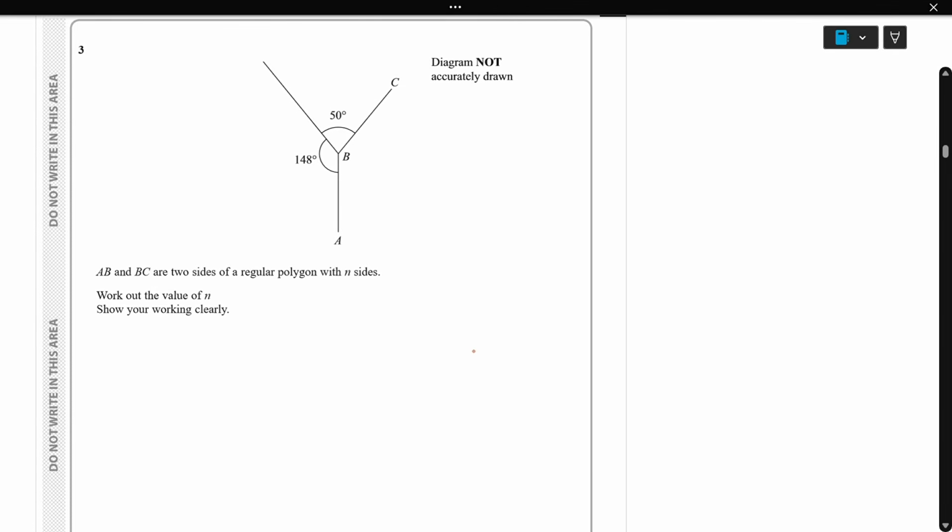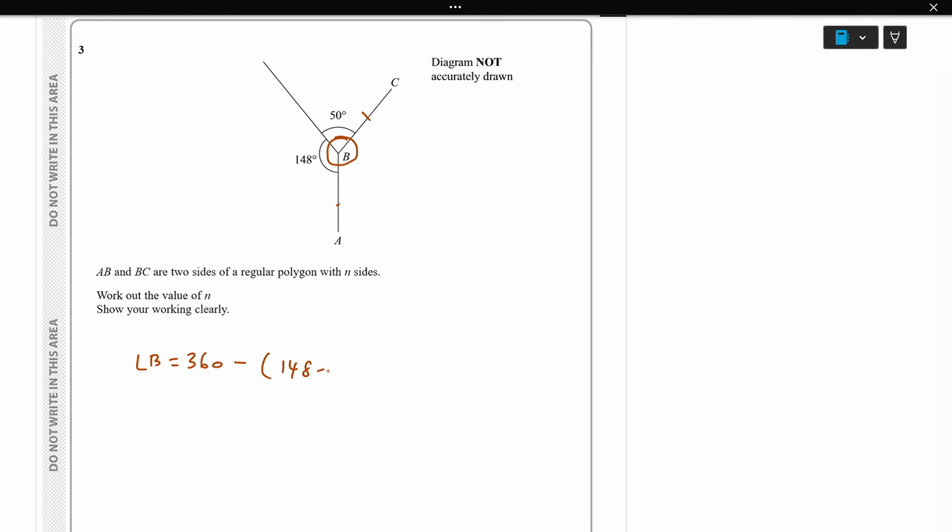The next question, question number 3. AB and BC are two sides of the regular polygon with n sides. Work out the value of n, showing your working clearly. So first we need to find angle B. Angle B equals 360, because the three angles around the point add up to 360. So 360 minus 148 plus 50, which is going to be 162. This is going to be the interior angle.